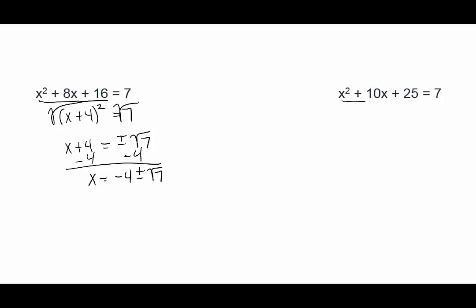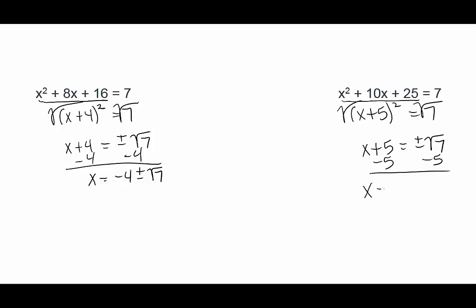Now we recognize this as a perfect square trinomial. This factors into x plus 5 squared equals 7. Take the square root of both sides, and I get x plus 5 equals plus or minus square root 7. Minus 5. X is equal to negative 5 plus or minus square root 7.